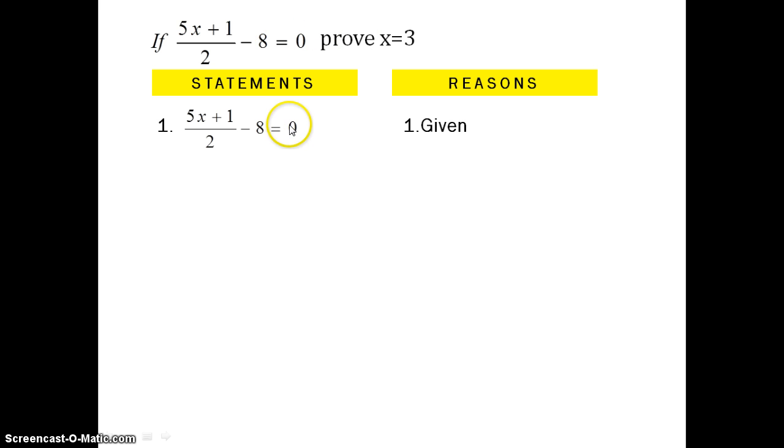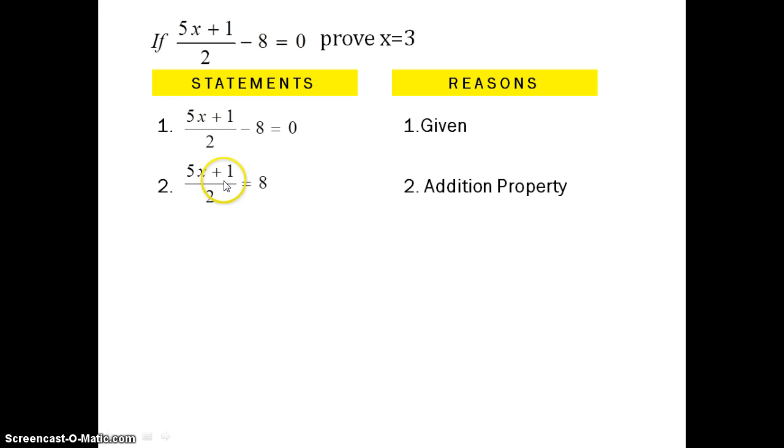Now, I need to solve this equation and prove that x is equal to 3. So in order to solve this equation, I need to get x by itself. So the first step would be to add 8 to both sides, which would give me (5x plus 1) divided by 2 is equal to 8. So the reason I did that was the addition property. I had to add 8 on both sides.